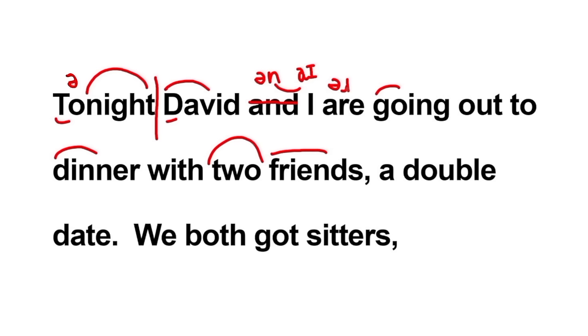Said more quickly. David and I are going out. I'm going to put a little bit more length on out as well. Out to dinner. So here we have two T's, and I combine those with just one true T. Out to. So a stop and then a release. Out to dinner. And the word to is reduced. We use the schwa instead of the u vowel. So it's not to, it's tuh. Out to dinner. We are going out to dinner.